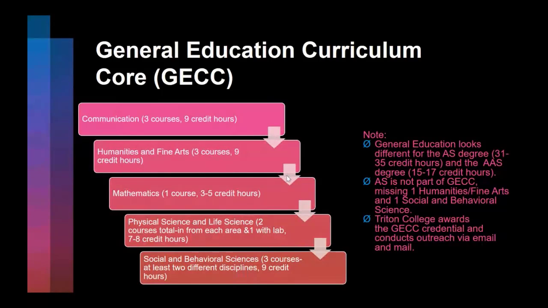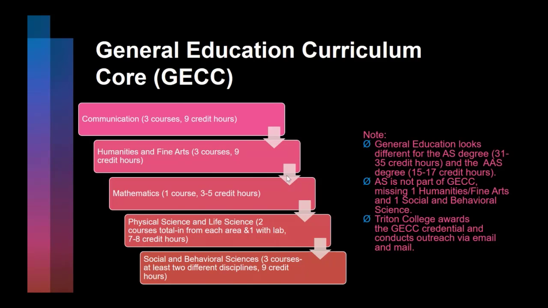But starting off with the general education core, this is what is prescribed by the state. We have the 3 communication courses, which are Rhetoric 1, Rhetoric 2, and Speech; 3 Humanities and Fine Arts, 2 of one and 1 of the other; Mathematics, 1 mathematics course from a very prescribed list; 1 physical science and 1 life science, one of which must have at least a lab; and 3 social and behavioral sciences, of which 1 must be from at least a different discipline.